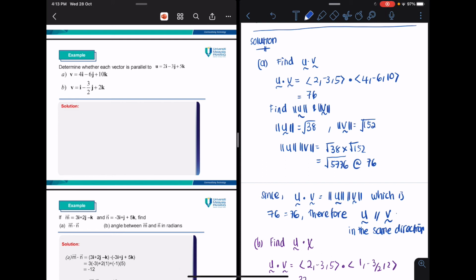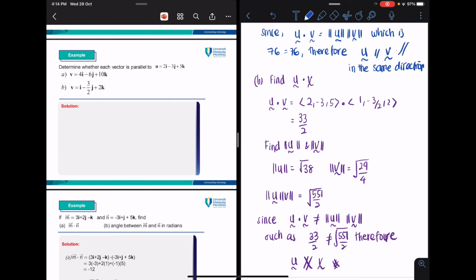So right now, since we are able to show that the expression is true, such that the dot product between the two vectors U and V is equal to the multiplication between the magnitudes of the two vectors, I managed to show that 76 is equal to 76. Therefore, U is parallel to V. So that is the notation for parallel. So basically, this is how you show the parallel symbol in mathematics. And at the same time, since I have 76 equal to 76, I can conclude that these vectors are parallel to each other in the same direction.